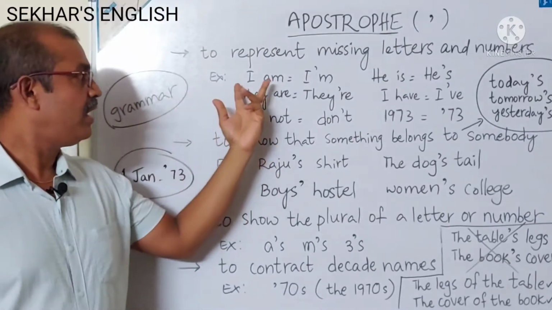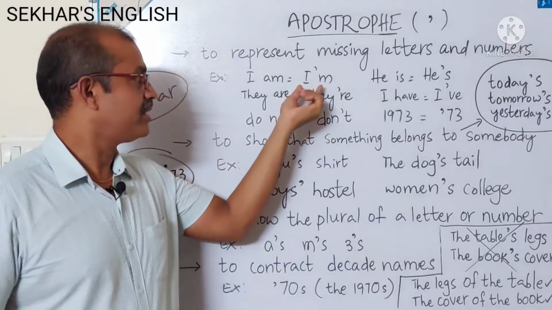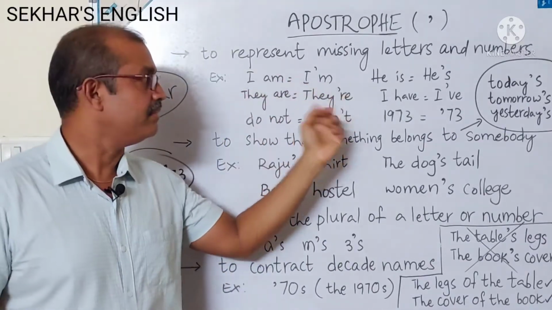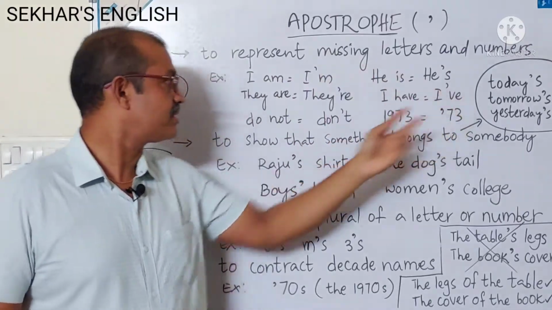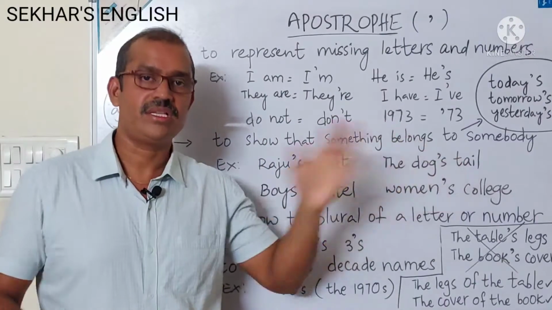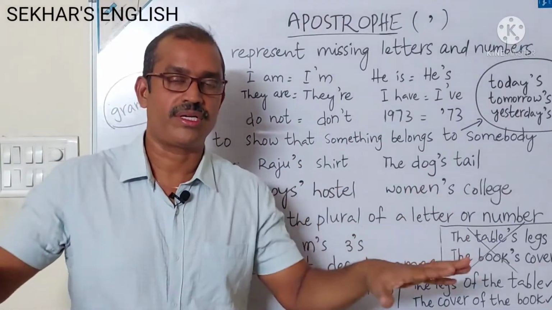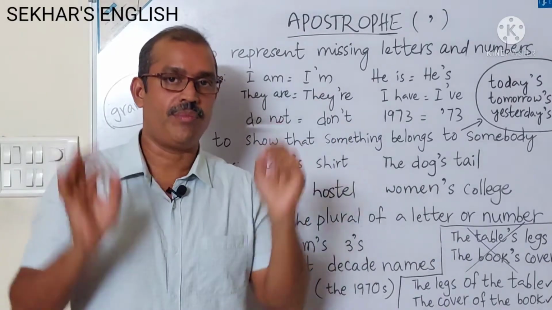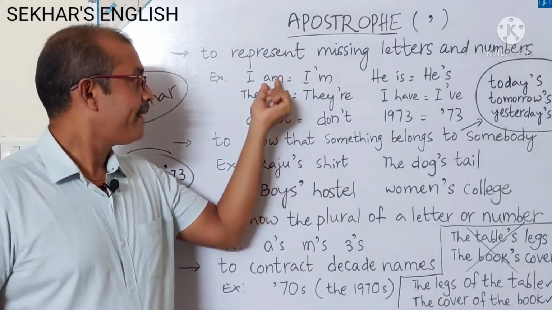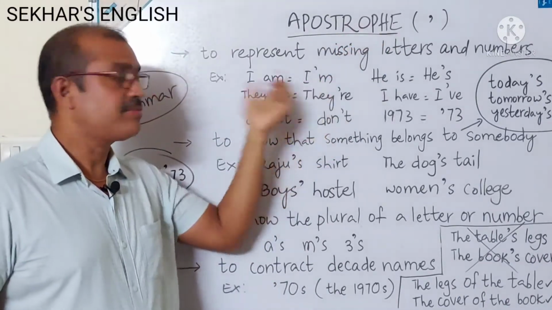For example, I am, this is the full form. If you want to make it short, you can write it like this: I'm. I am, I'm. He is, he's. They are, they're. I have, I've. There are some more contracted forms, but this is not the right time to discuss all of them. So our topic is apostrophe, how to use it. Okay, I am. So here, if you want to use apostrophe, it becomes I'm.